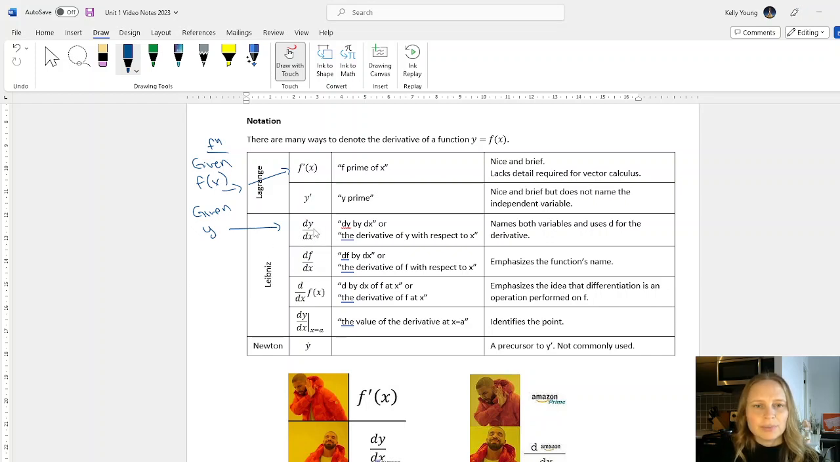The Leibniz notation is read as dy by dx, or the derivative of y with respect to x. It gives some more detail in that it gives both variables, and it also has a few variations. You can do df by dx or d by dx of f at x. That emphasizes the function. And this is how we use the notation to show that we're finding the derivative at a given point. So as we do the next examples, just pay attention to which notation I'm using and how. And let's get into the derivative.